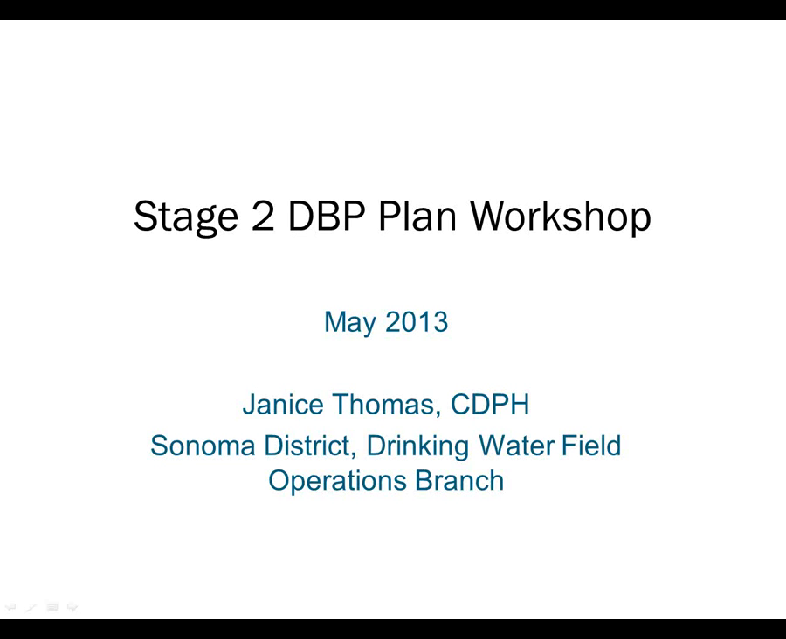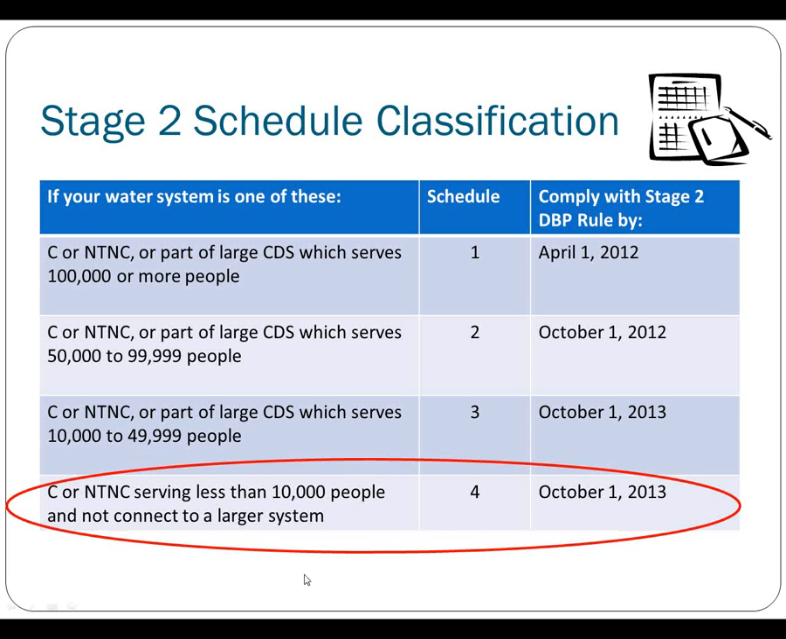I put together this slideshow to help small water systems get a background on the Stage 2 Disinfection Byproduct Rule, and have enough information to be able to complete their Stage 2 monitoring plan. This slideshow is specifically for Schedule 4 systems. A Schedule 4 system is one that serves less than 10,000 people and is not connected to a larger system. Compliance for Schedule 4 systems starts October 1st, 2013.